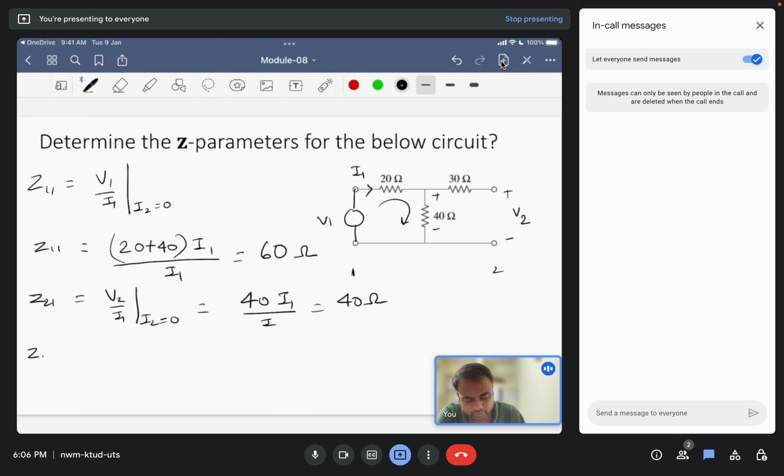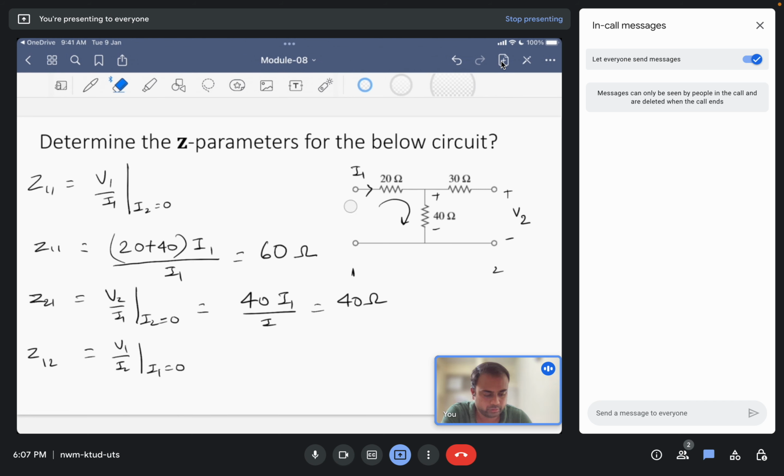Similarly, we have to calculate Z12. In this case, there is a slight change. In case of Z12, that is V1 by I2, we have to open circuit port 1, that is, I1 is 0.